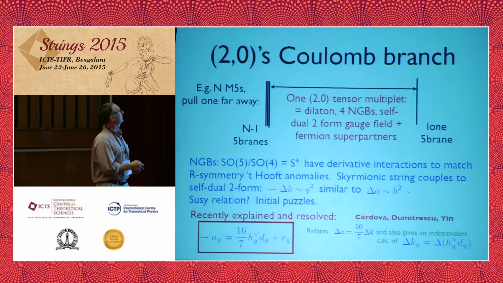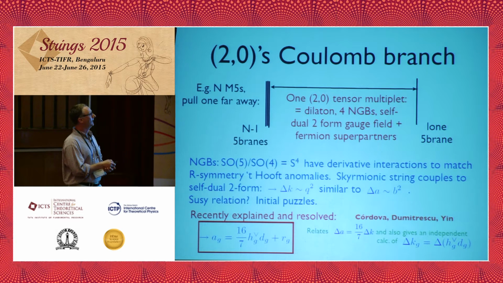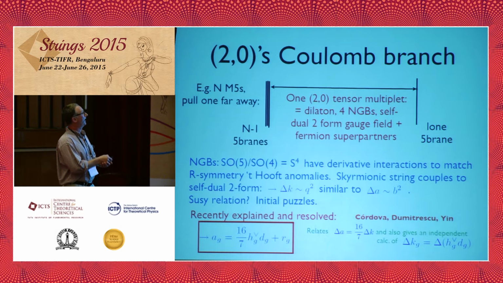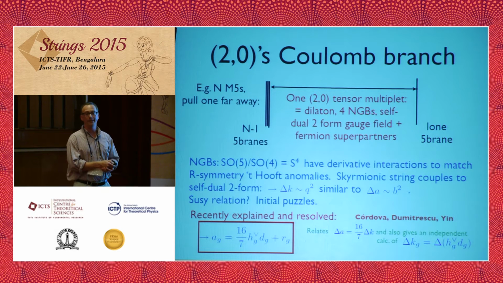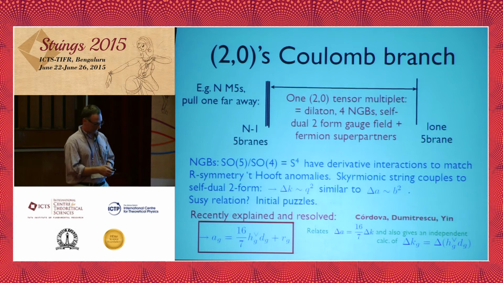If we consider the 2-0 theory on the Coulomb branch, for example, if we look at M5 branes and we pull one far away, so here we have N minus 1 5 branes and one lone 5 brane far away. So the position of this 5 brane is given by the expectation value of a 2-0 tensor multiplet. And so the fields in this 2-0 tensor multiplet, there are 5 scalars, which are the dilaton and the Goldstone bosons for the broken R symmetry. And then there's the self-dual 2-form gauge field and some fermion partners.